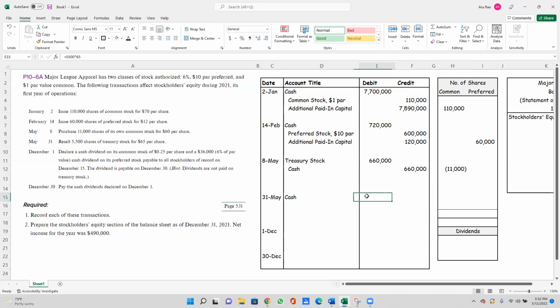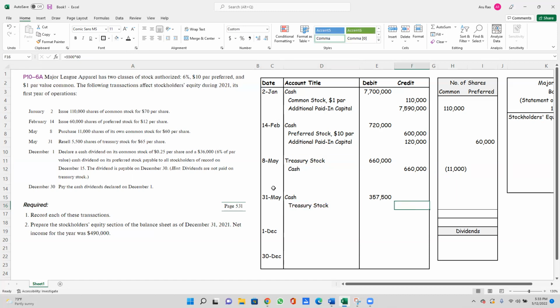Once again, I have cash debit, and the cash debit is going to be 5,500 shares times $65 per share. That's how much I am getting for it. Now I'm going to credit treasury stock, not common stock. I would have credited common stock if they were new shares that I'm issuing. I'm just selling these shares that I had already issued. This treasury stock was shares that I bought back. They were already issued. I was holding them. So I credit treasury stock.